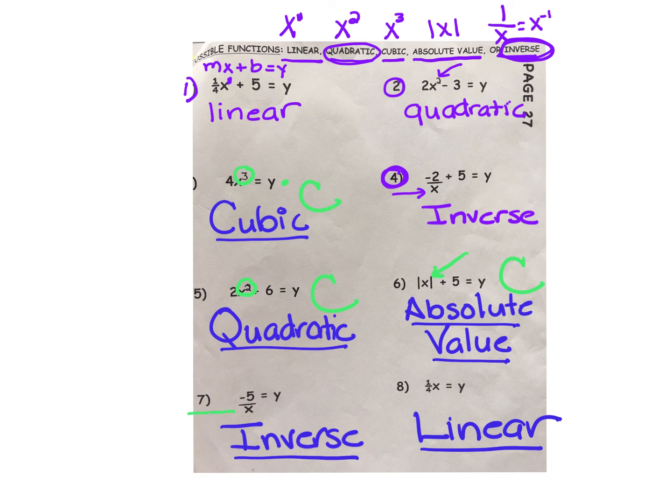For number 7, x is in the denominator. This is clearly an inverse function. And lastly, in number 8, we see the highest power on that x is 1, even though we don't write it, and it takes the form of a proportional linear equation, k times x equals y. It is clearly linear. X is to the first power.